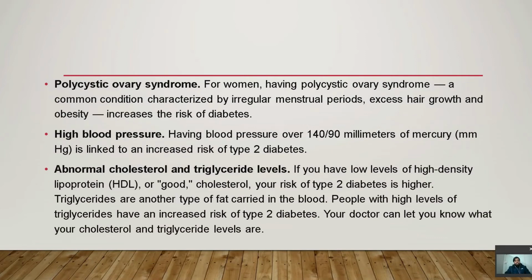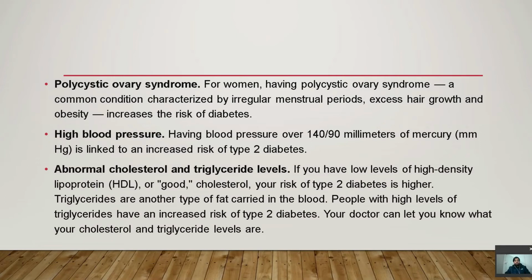Next is polycystic ovary syndrome. For women having polycystic ovary syndrome, which is a common condition characterized by irregular menstrual periods, excess hair growth, and obesity, it increases the risk of diabetes.